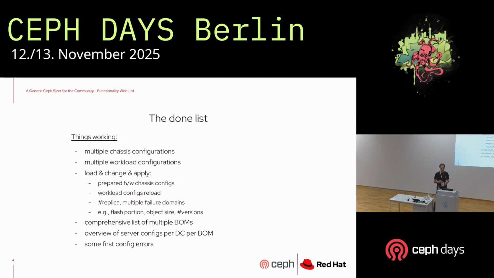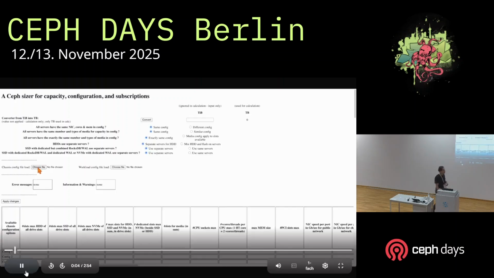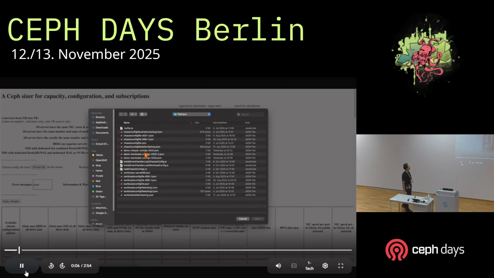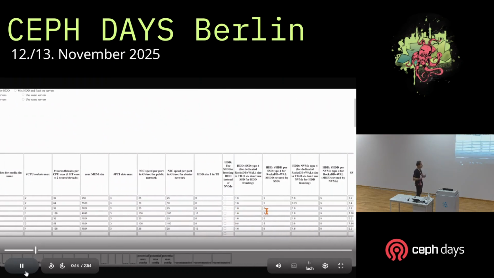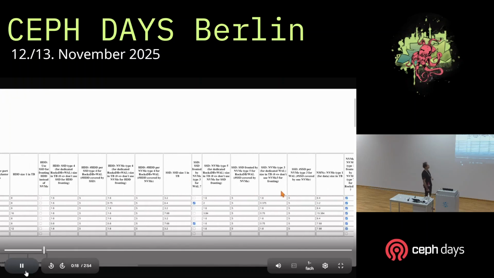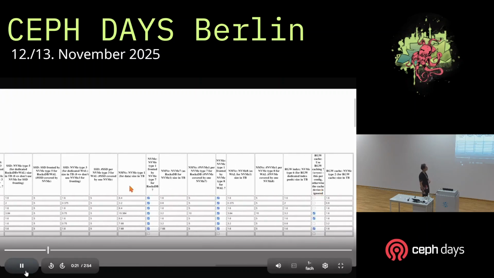What is in there is first, config errors are shown. So this is basically, I load a prepared chassis configuration, and it's just loaded into the table. The table is nasty, as you see. I'm not a programmer, I tried to do that. And you see many, many configuration options. Jesus, that's the right word.